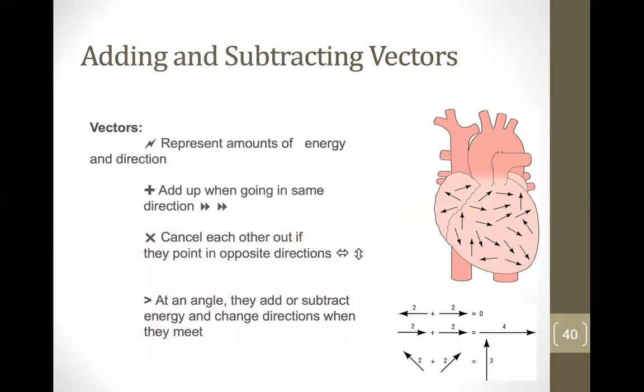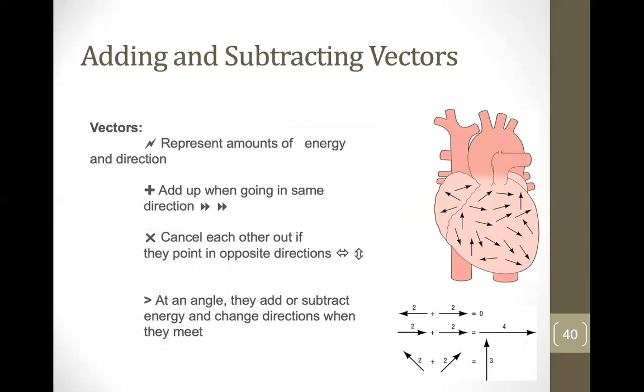So, what is it that we're actually looking at? Whenever we have electrical impulses occurring within the heart, which is happening all the time, they produce different vectors. And vectors are essentially just an amount of energy and a direction to it, right?